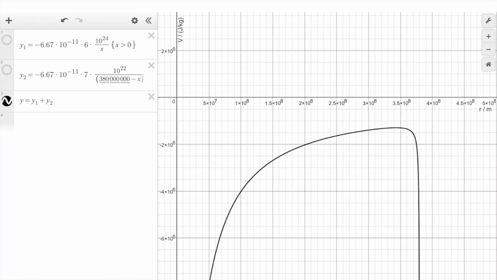This is the net gravitational potential. Just to show you the individual potentials, there's the Earth's potential, and there is the potential due to the moon, and I just add them together to get the net potential, which looks like this. So it's very easy to work with this scalar quantity. We just add them together.